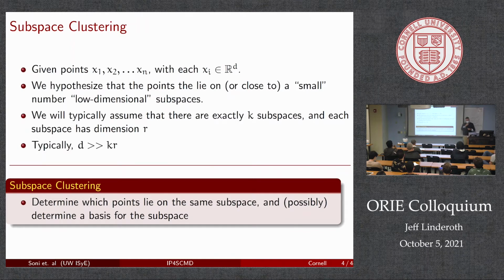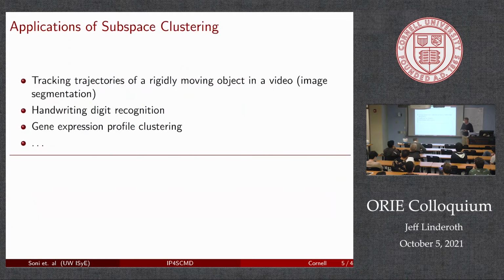But in these data problems, the ambient dimension of your data tends to be, or at least can be, much higher than the real dimension of the data. They live on this lower dimensional union of lower dimensional subspaces. And subspace clustering then is, tell me what those subspaces are and which points then belong to those subspaces. That is the subspace clustering problem.